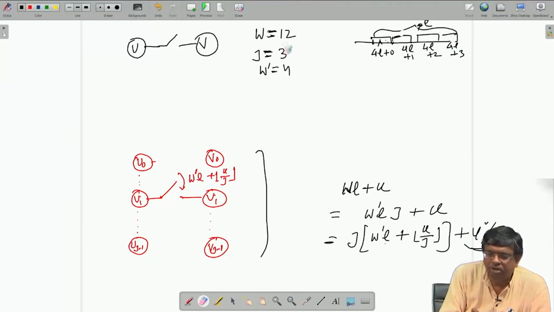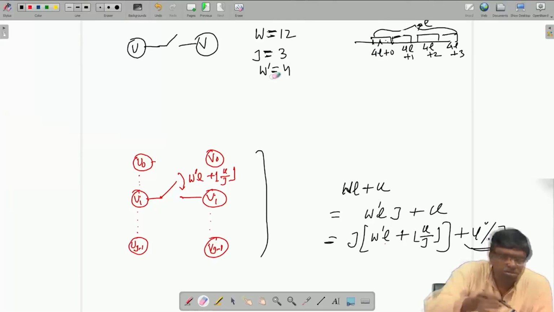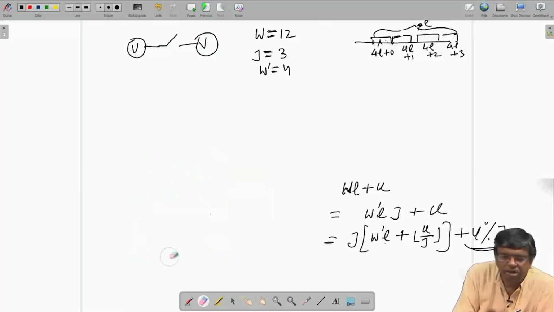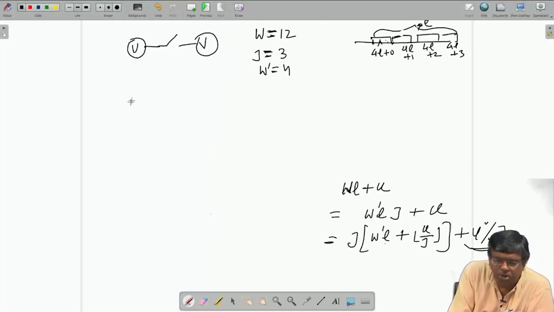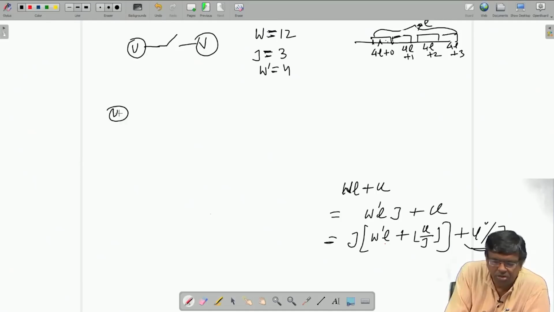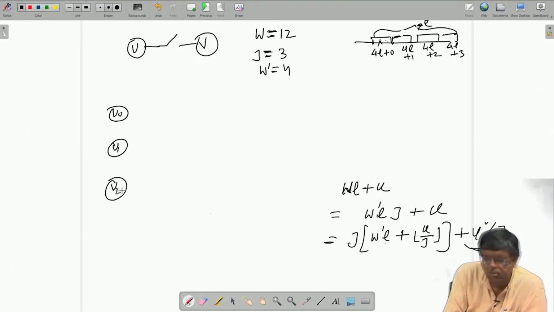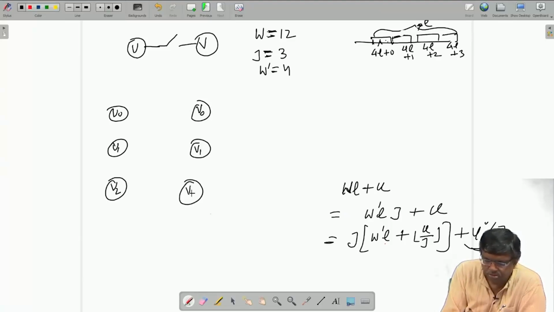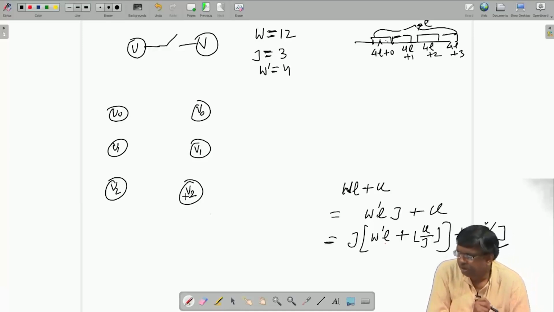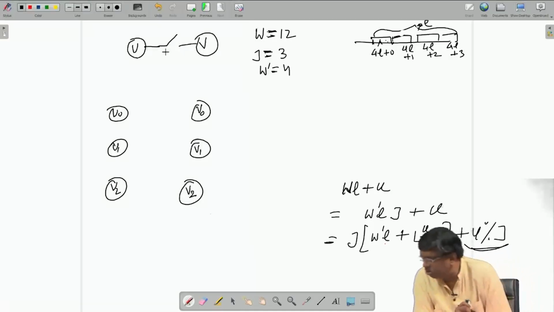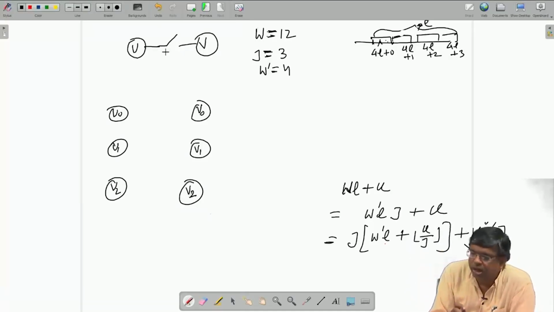This is what is given. That is, W is 12, I have to unfold by 3. So W prime is 4. Since this is parallelized by 3, U will be copied 3 times, U0, U1, U2. V will be copied 3 times.